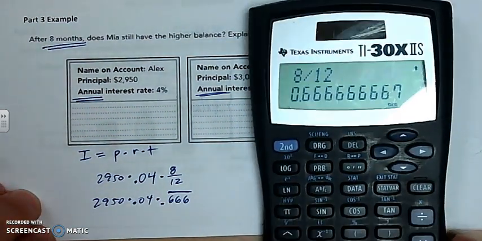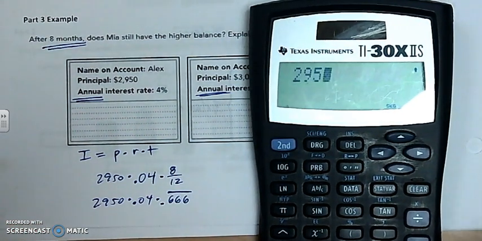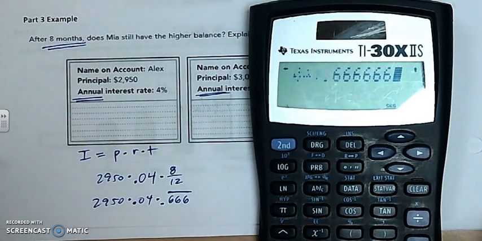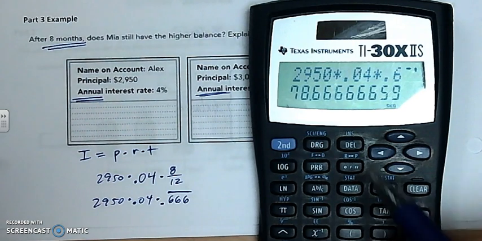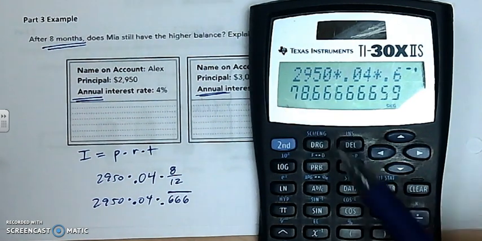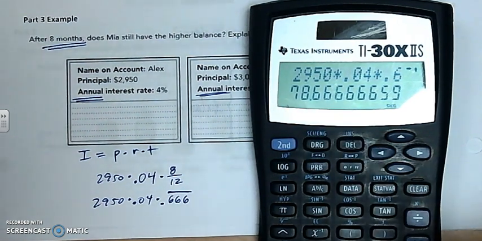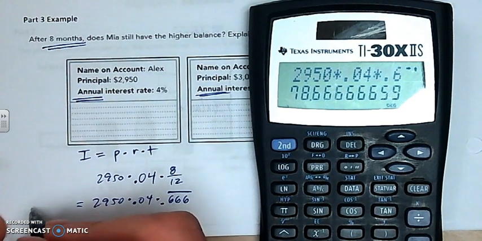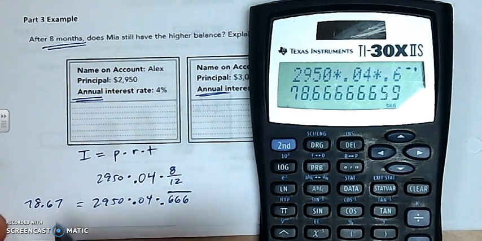So let's figure out how much money Alex has. $29.50 times 0.04 times 0.6666666. See what I'm doing, right? And the sixes go on forever. And then you'll get a number that's really close to what it should be. $78.67-ish cents, right, will be the interest that Alex has earned, $78.67.